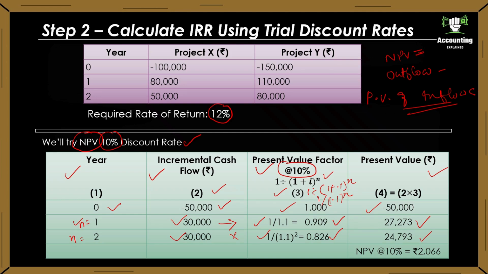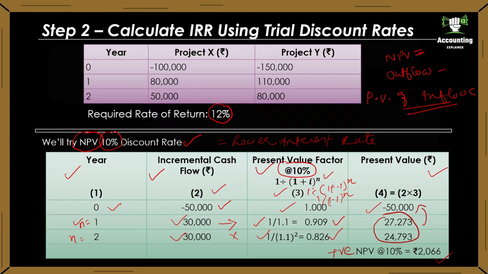Now we are going to add the present value of cash inflows and we are going to deduct from the cash outflow. 27,273 plus 24,793 minus 50,000 gives you NPV at 10% as 2,066. Now we have got positive NPV. Positive NPV means this becomes our lower interest rate. For finding negative NPV, you have to go for the higher interest rate.